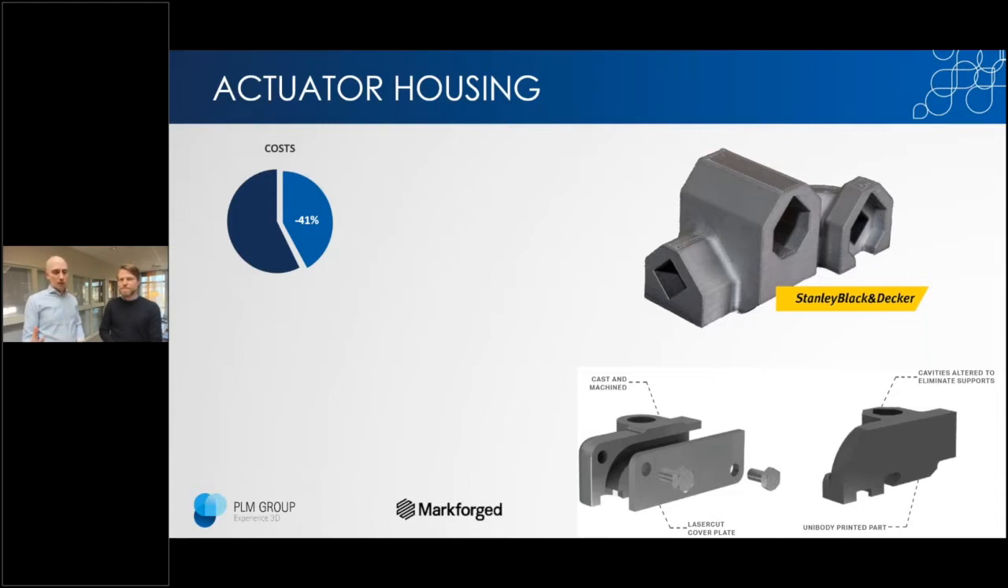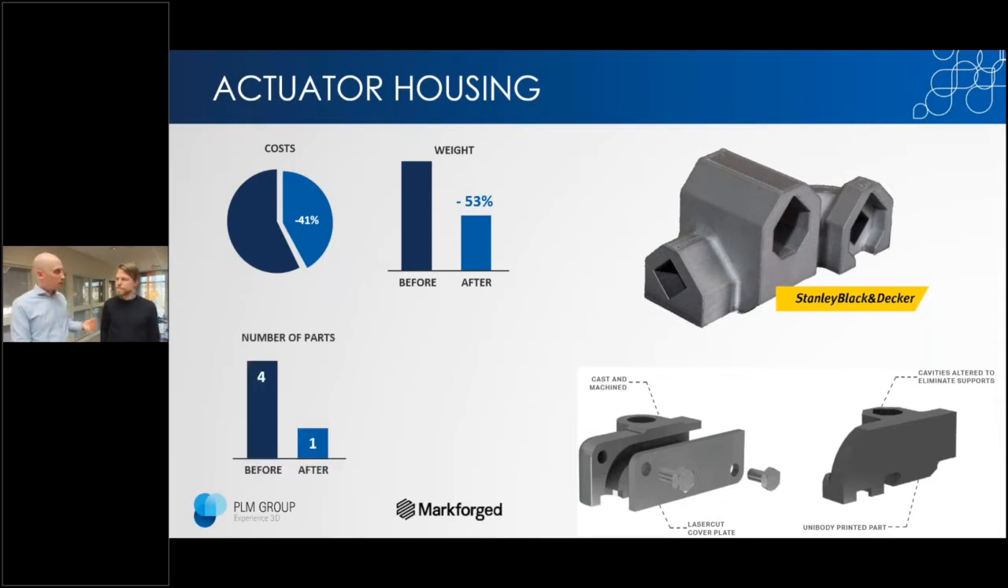So by printing this, and all of these numbers are actually for production on an annual basis, to be able to produce the actual part year after year. So not too high volume, but they managed to get costs down by 41%. For this specific part, the weight was reduced by half, which means it consumes less energy. Since it's a tool, you want the weight to be as low as possible.